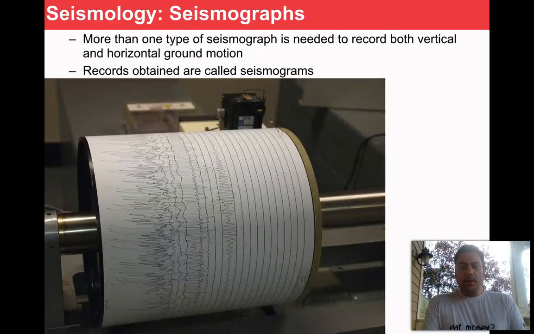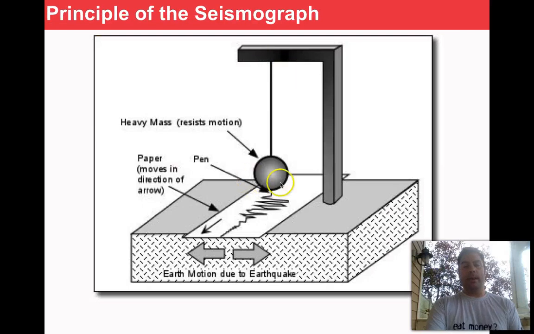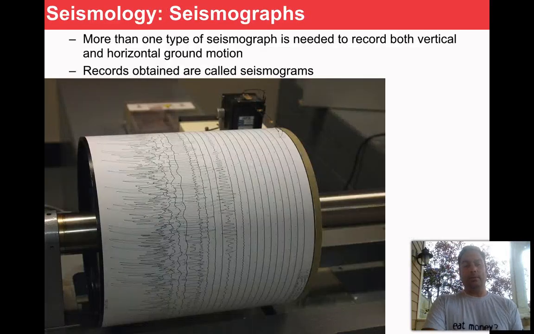Today, we need to recognize that more than one type of seismograph is needed to record both vertical and horizontal ground motion. So today we not only have it going this way, side to side, but we also have them on its side so we can recognize the up and down motion also. And we record both of those data lines. These records are obtained and we call them seismograms. We record them and we archive them for long periods of time.